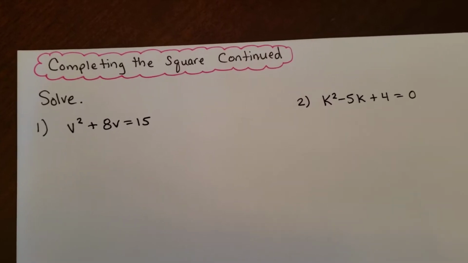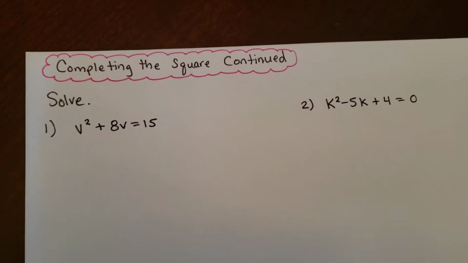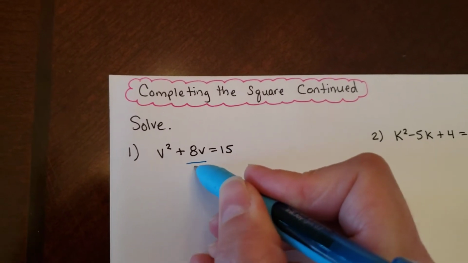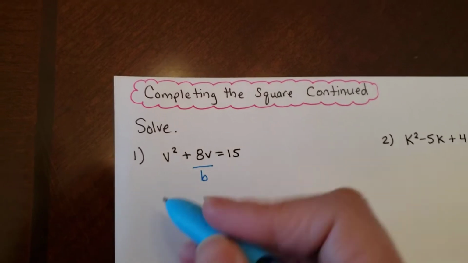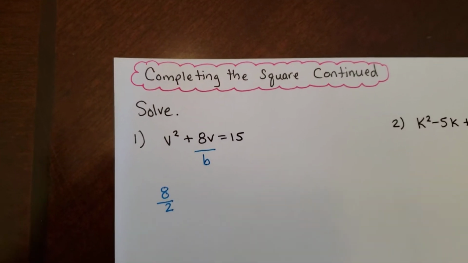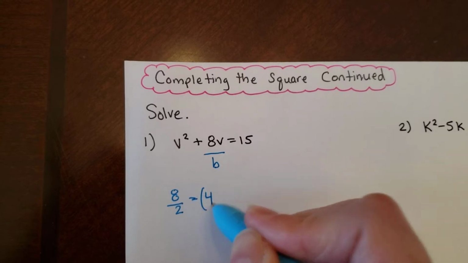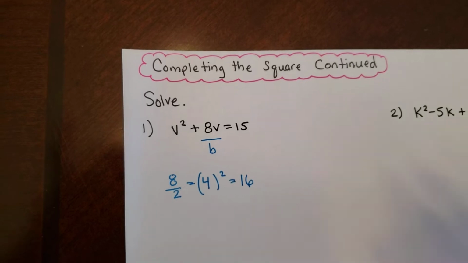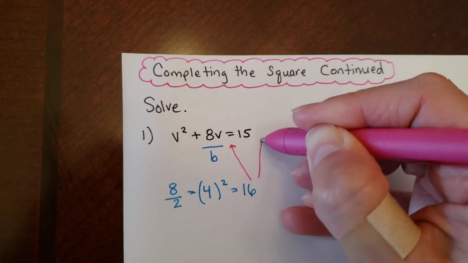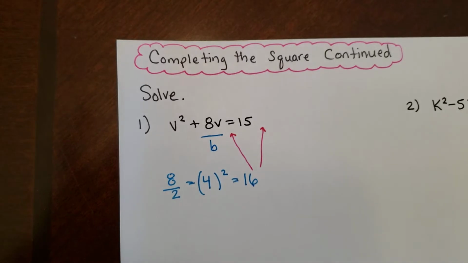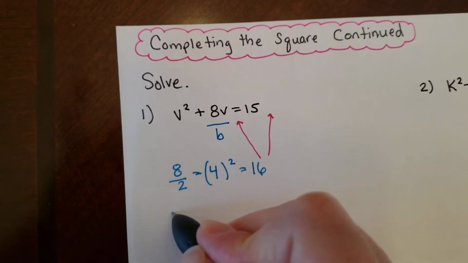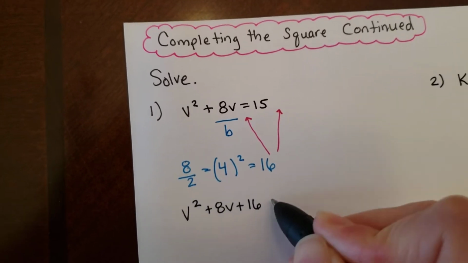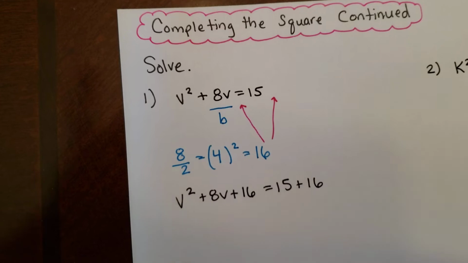All right, so for number one, it's in the right form where the letters are on the left and the numbers are on the right. So we're going to go ahead. This is our B term. You're going to take that B term and cut it in half, so divide it by 2, and then square that. That's going to give you a 16. That 16 will get added to the backs of both the equations. So you'll end up having v squared plus 8v plus 16 equals 15 plus 16.